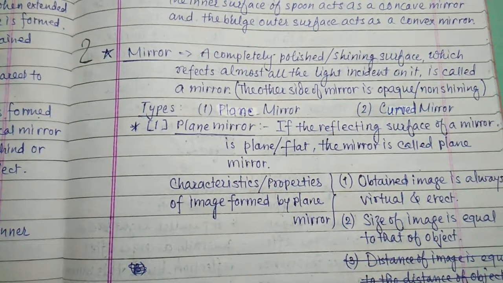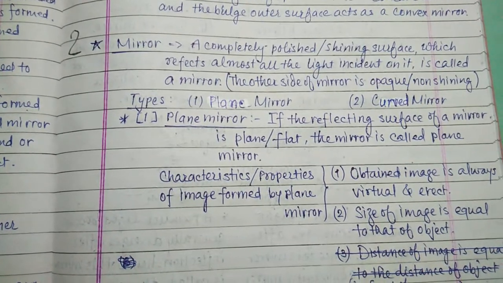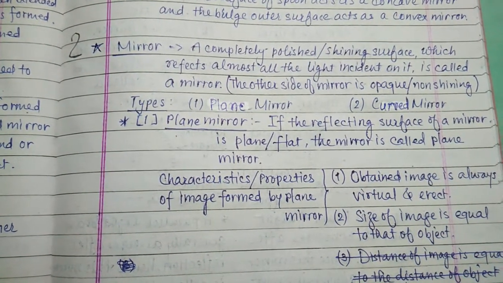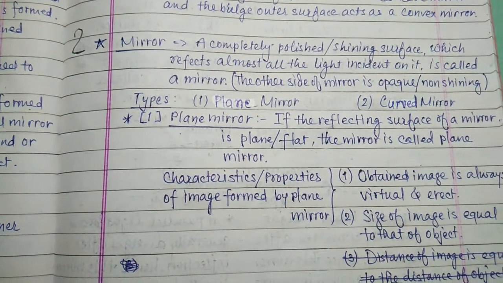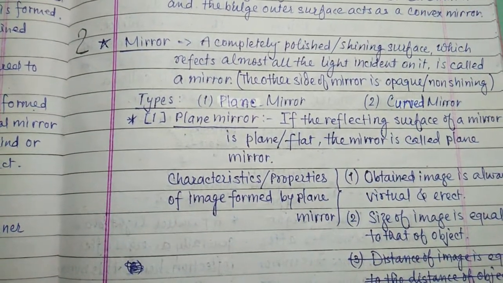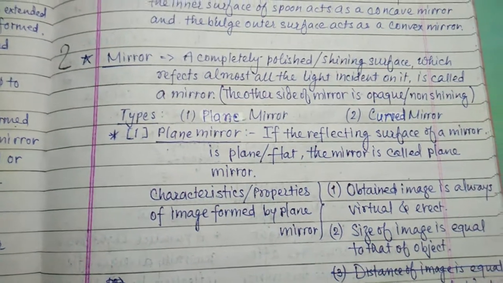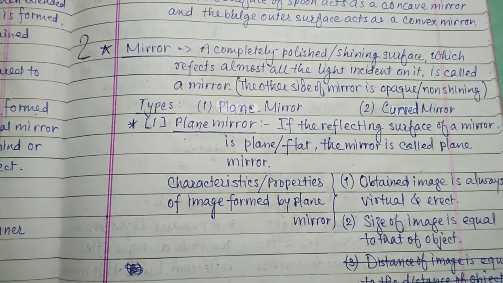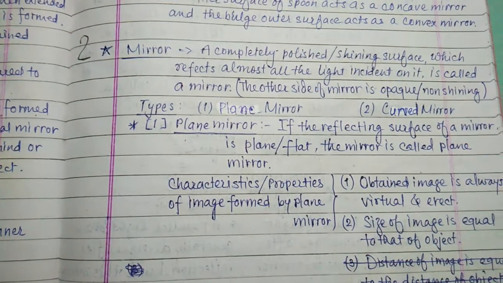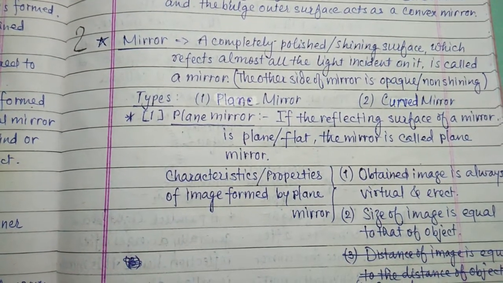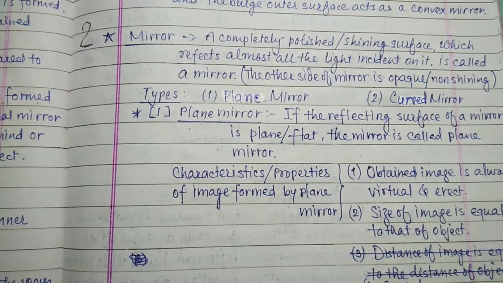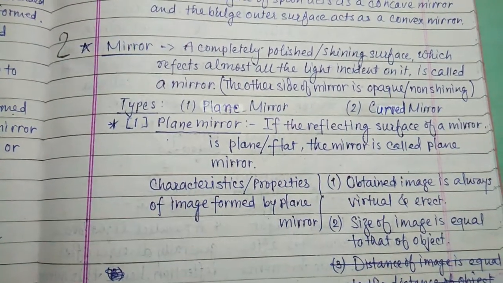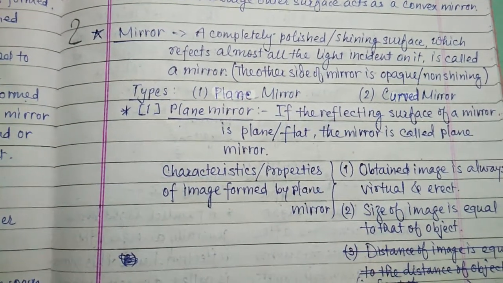So what are mirrors? A completely polished or shining surface which reflects almost all the light incident on it is called a mirror. It has a shining surface, and almost all the light incident on it reflects. The other side of a mirror is opaque or non-shining.